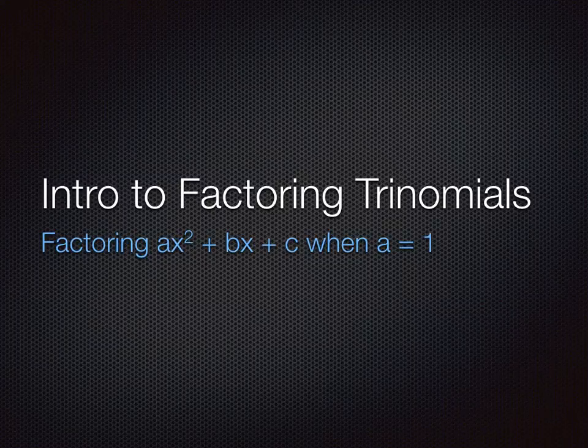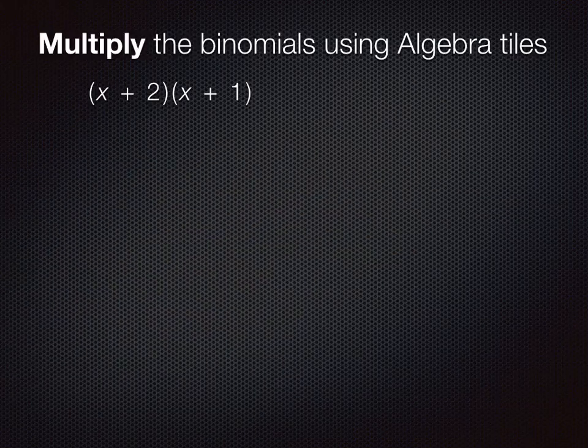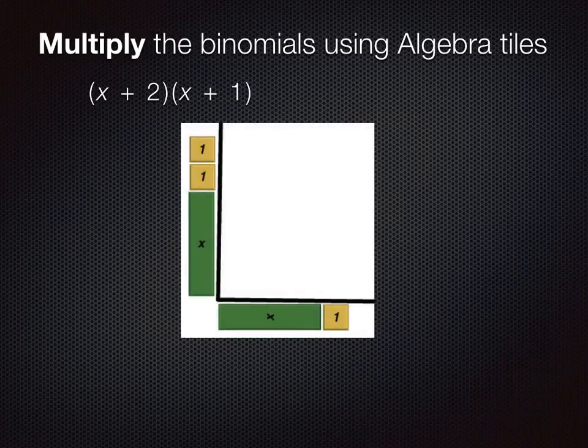This video is an introduction to factoring trinomials with a leading coefficient of 1. We're going to review how we multiplied binomials using algebra tiles. So we set up the corner of a rectangle where the x plus 2 and the x plus 1 are the two dimensions, the base and the height of the rectangle. And then we multiply x times x to give you x squared.